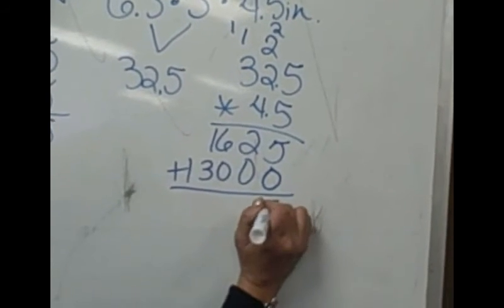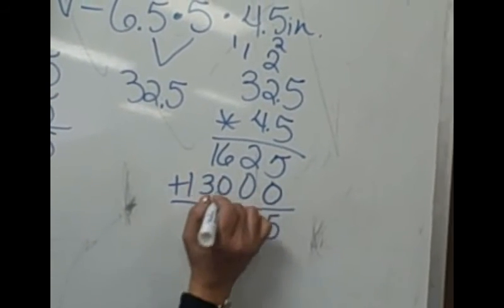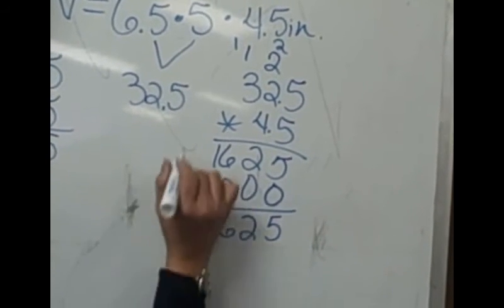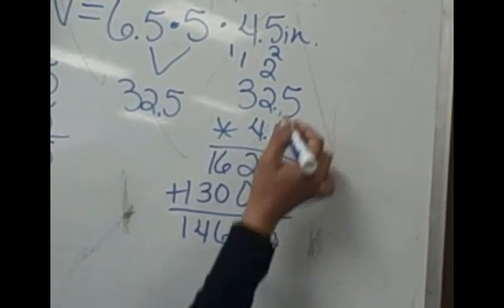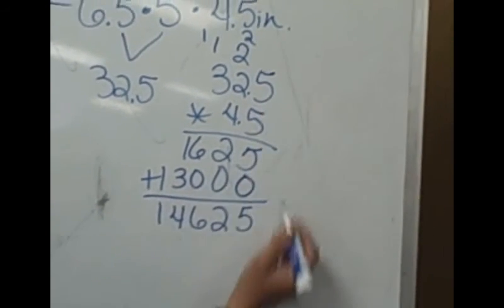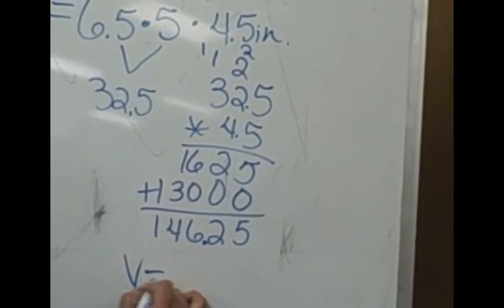5 plus 0 is 5. 2 plus 0 is 2. 6 plus 0 is 6. 1 plus 3 is 4. Bring down our 1. And we have how many numbers behind the decimal? 1, 2, 1, 2. Are we done?